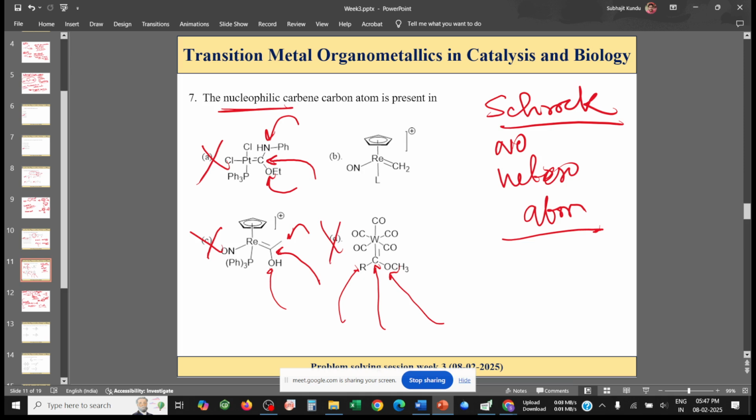Obviously one option remains, that is option B. Here we see that this is a CH2, both are hydrogen. We have already mentioned there can be carbon, there can be hydrogen, but absolutely no heteroatom will be present in the Schrock type of carbene, and this carbene is nucleophilic in nature. So we got the correct answer for this question.